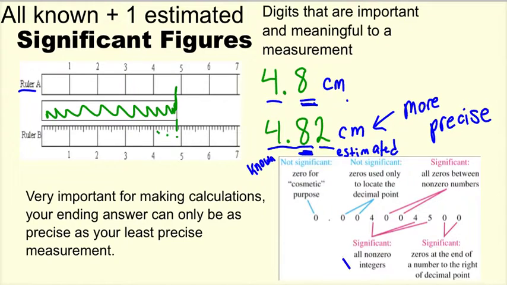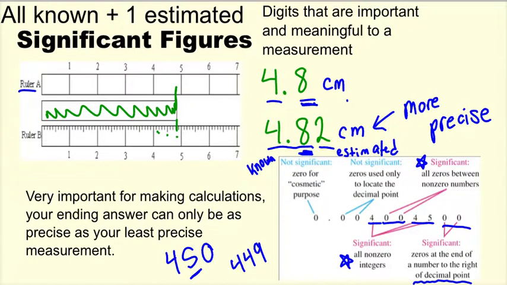Non-zero numbers are super easy. They're always going to be significant. Same with zeros in between non-zero numbers. Zeros to the right are always significant if there's a decimal point. If there's not a decimal point, say we had a number like 450, that zero is not significant. We're saying that we estimated that 5. So it might actually be 449 or 451. We're not really sure. We just estimated that one.